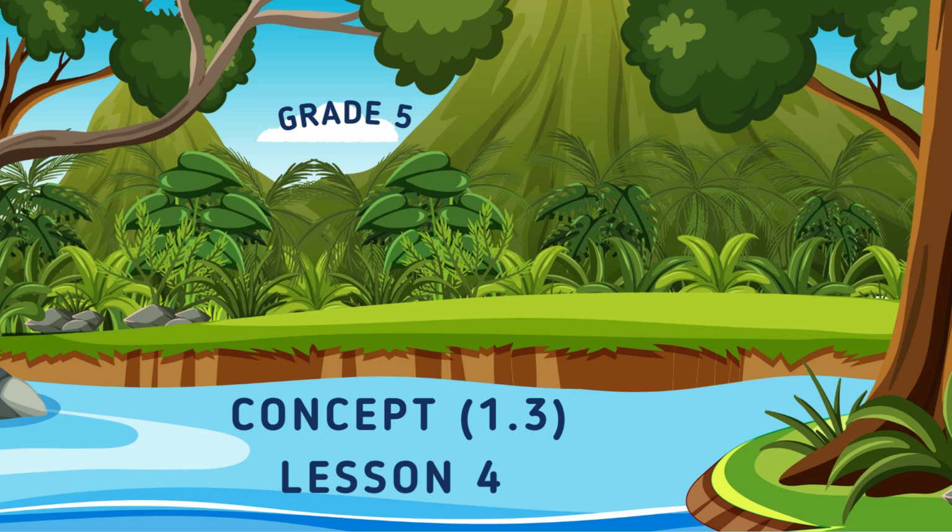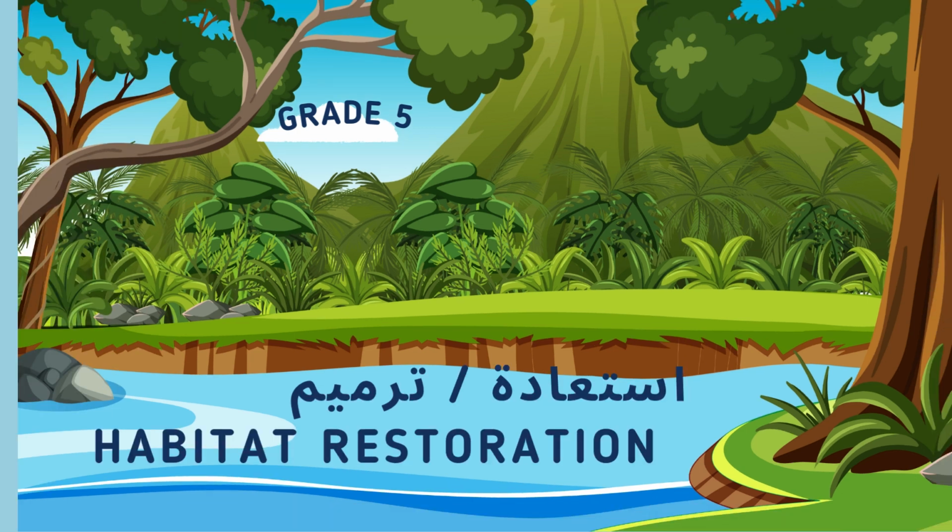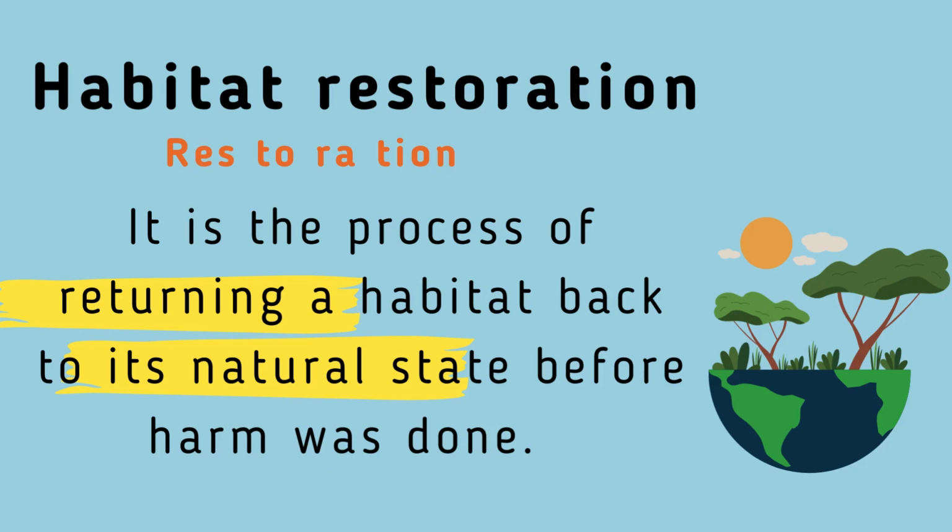It has the title, Habitat Restoration. It comes from the verb restore, as to return it back to its natural state before damaging. Last time we talked about habitat loss, and we know some activities that make the habitat damaged, and this negatively affects the food web. So now we will learn how to restore this habitat, return it back to its natural state before it is harmed. And this process is called habitat restoration.